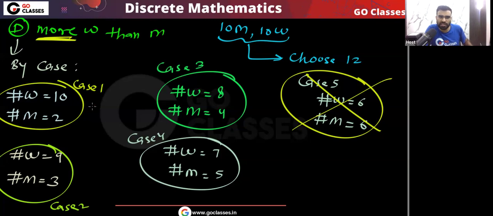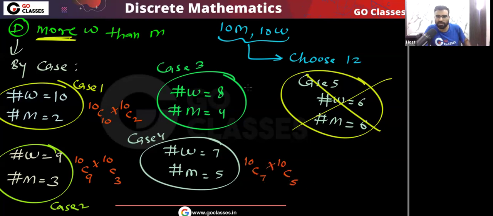And in each case, what is the answer? In each case, you can see here, we want all the 10 women. From 10, you are selecting 10, multiplied by from 10 men, you are selecting 2. Here, from 10 women, you are selecting 9, multiplied by from 10 men, you are selecting 3. In this, from 10 women, you are selecting 7 women, and from 10 men, you are selecting 5 men. And in this case, from 10 women, you are selecting 8 women, and from 10 men, you are selecting 4 men. Now you can just add all of them, that will be the answer.